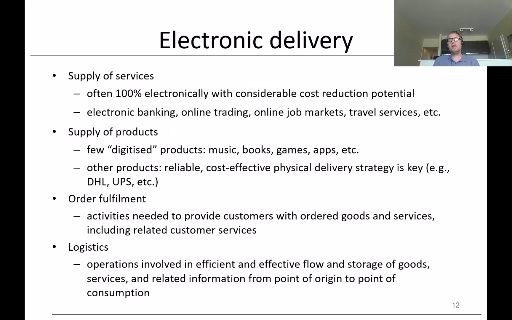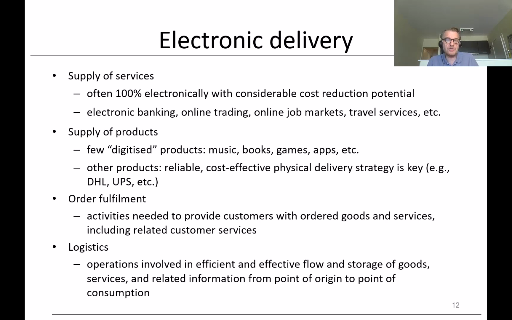Now, what about delivery of goods or services? The Nike shoes have to be delivered physically to my doorstep, right? But services, for example, those can be 100% electronically delivered. This gives a considerable cost reduction potential, right?